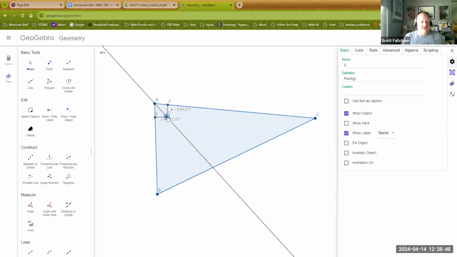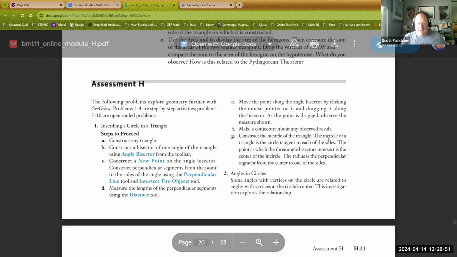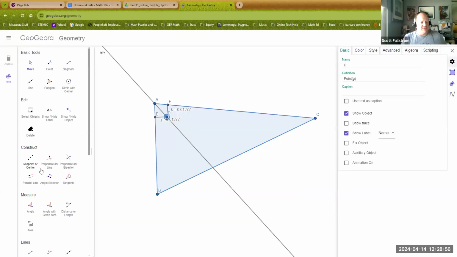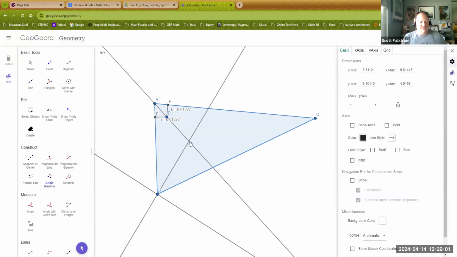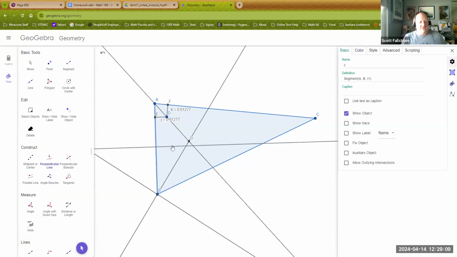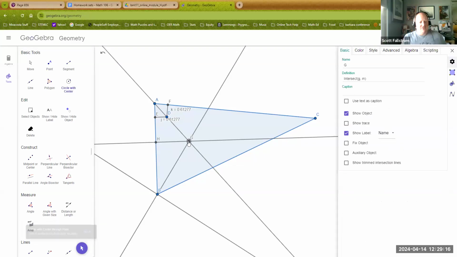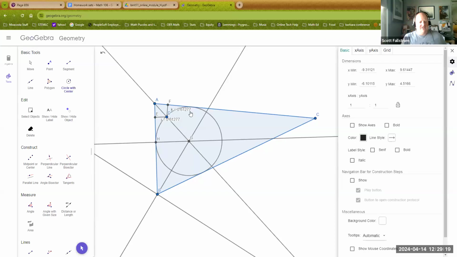So now we need to create the incenter. It's the point where the 3 angle bisectors intersect. So we're going to go down to angle bisector and bisect one more angle, and we can see a point of intersection right here. And then once again we need a perpendicular to the side, like so, to create a new point. We need that point to make the radius. So if I build a circle with a center, I want it to touch all 3 sides exactly.